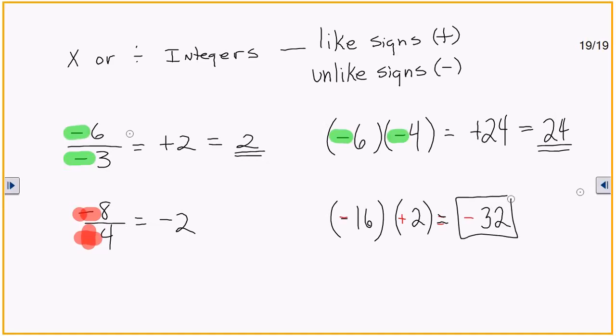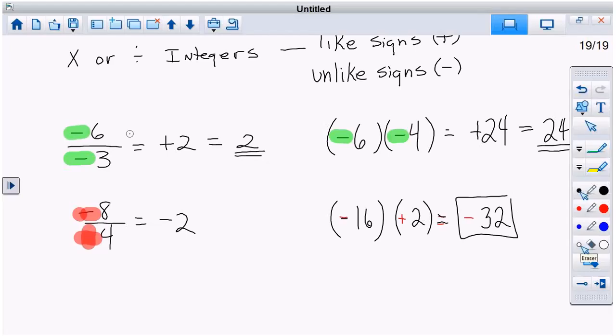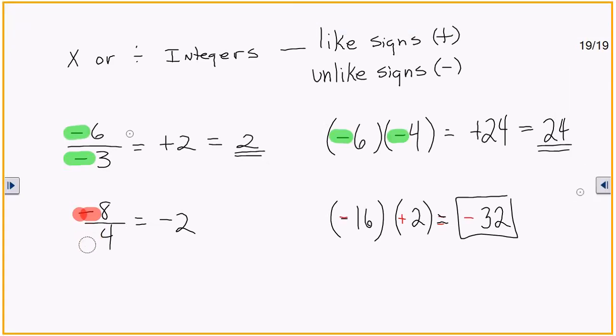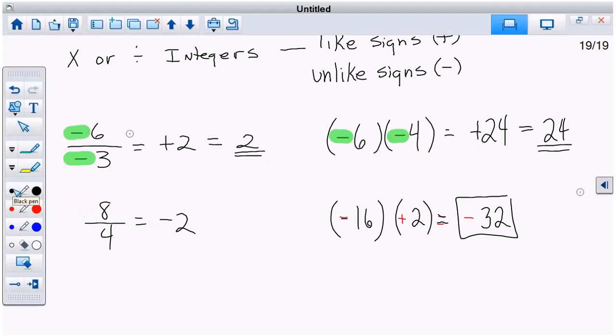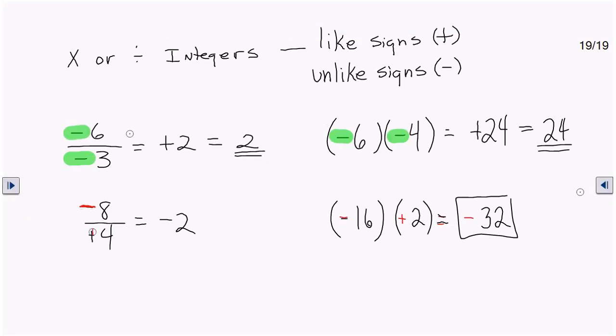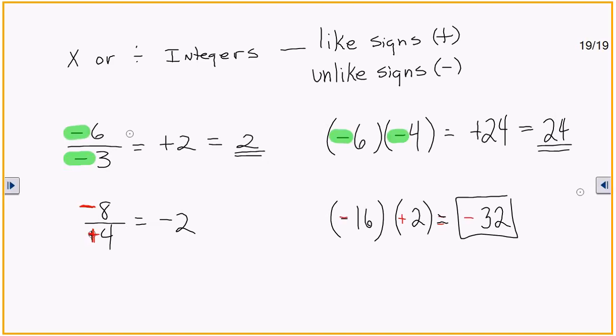So as you can see, when you have a negative and a positive and you're multiplying or dividing, that's not going to come out good. So I'm going to write this in red right here, negative and a positive. The reason I'm making them red is they're unlike. Okay? When you have unlike signs and you multiply or divide, I don't care if it's algebra, trig, math, or calculus. If you multiply two like signs, you're going to get a positive. If you multiply two unlike signs, you're going to get a negative.